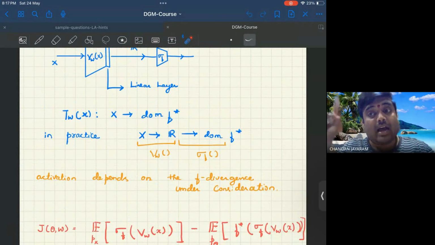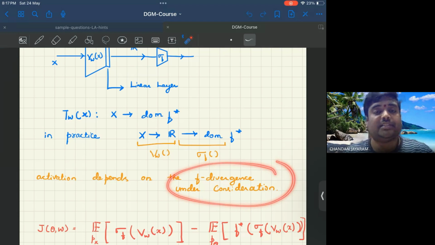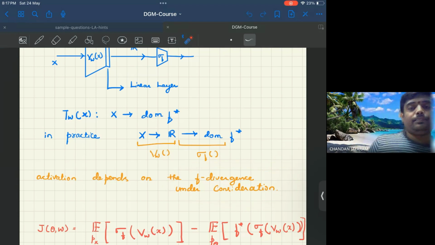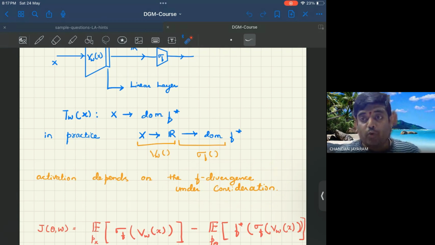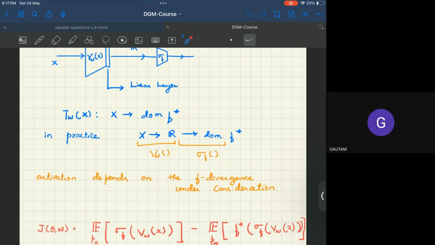Now this is the activation function which is specific for the F divergence under consideration. If you want to use some other F divergence, well and good, you will use some other activation. Now this is applicable only for GAN.